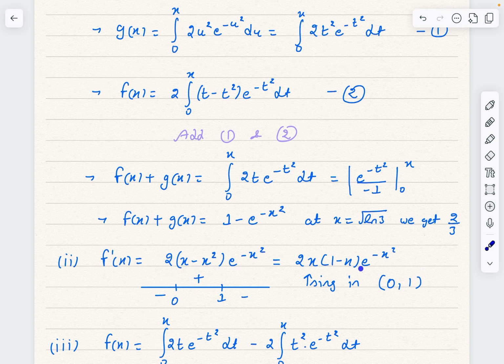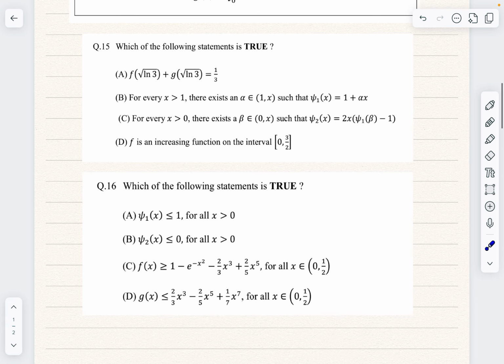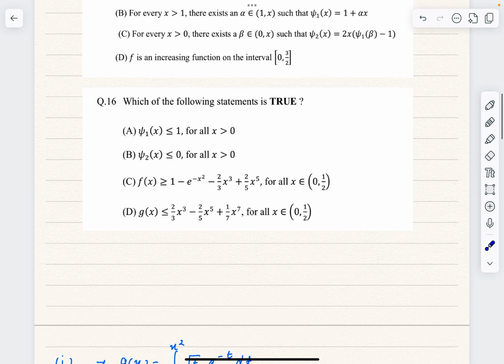You know this e power minus x square will always be positive. So for this thing, just use the wavy curve. We get 0 and 1 are the roots. It's 1 minus x, so I'll change the signs here. It will be minus, plus, minus. Between 0 and 1, it will be increasing. In that part, they are saying it is increasing in 0 to 3 by 2. This will also be false. Going ahead.